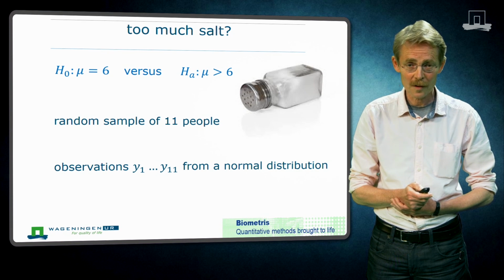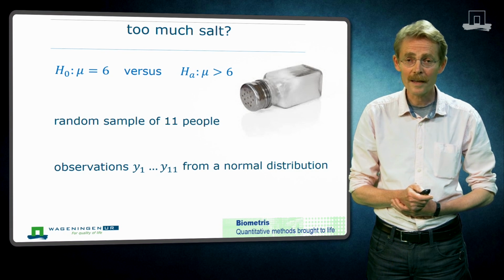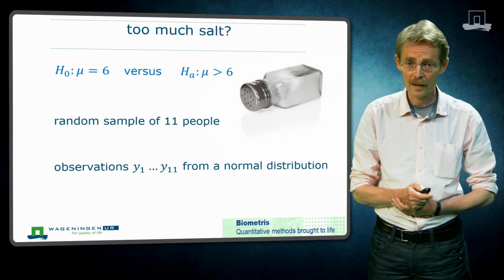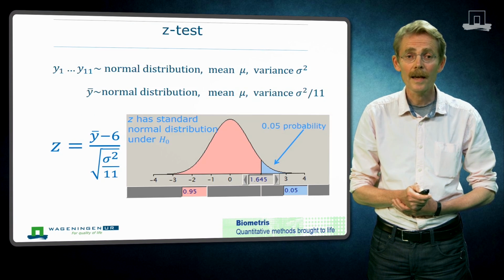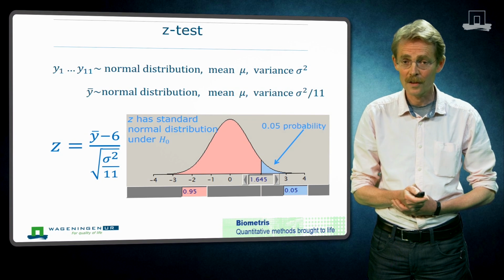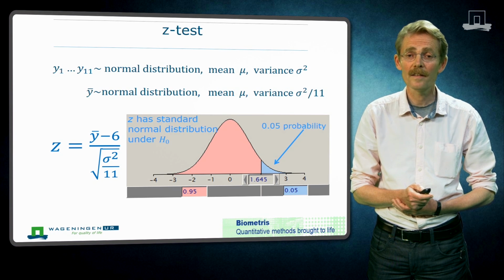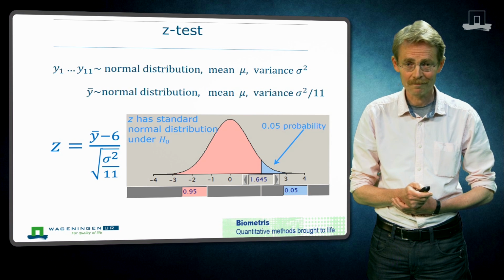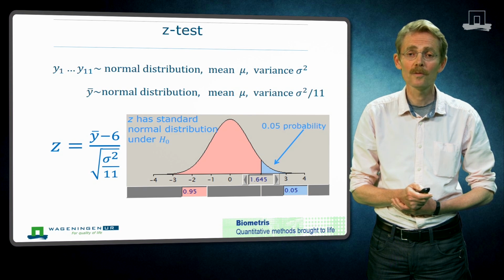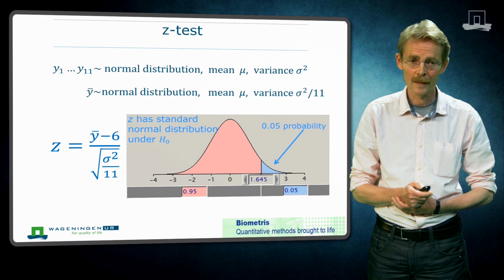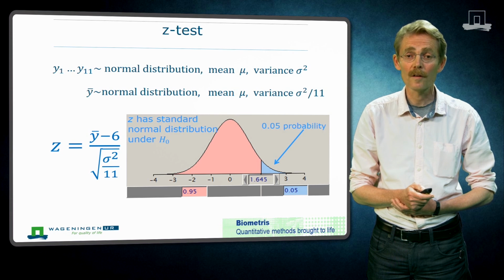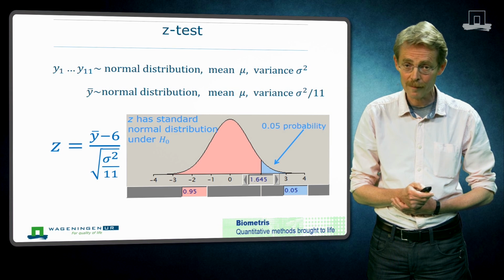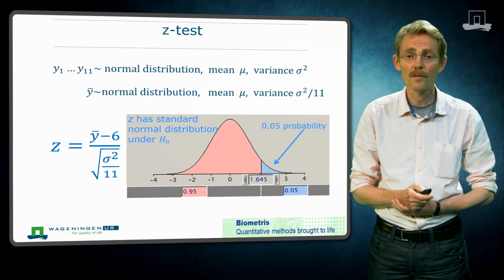In order to find out about the population mean mu, we take a random sample of 11 people. We call these observations y1 up to y11, and we will assume that they are from a normal distribution. Actually, this is a normal distribution around the mean mu that we're interested in, with some variance sigma square. To estimate mu, we use the sample mean y bar. Y bar follows a normal distribution as well, around the same mu, but with a smaller variance, sigma square over 11. How do you tackle such a problem?